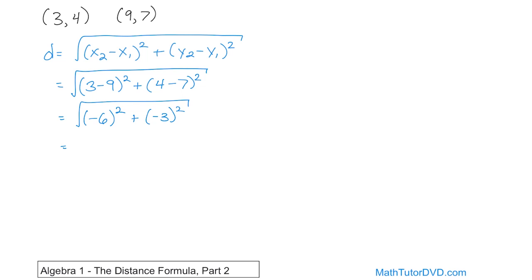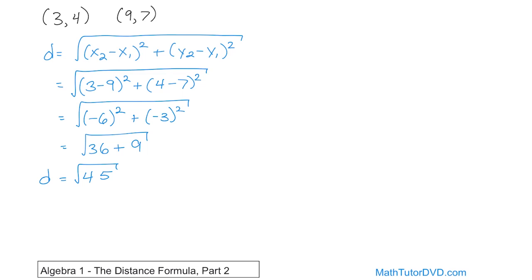Now, negative 6 squared, negative 6 times negative 6, is positive 36, plus 9, negative 3 times negative 3, and you have that radical. What is 36 plus 9? That's going to be 45. All right, so really the distance that you calculated is the square root of 45.